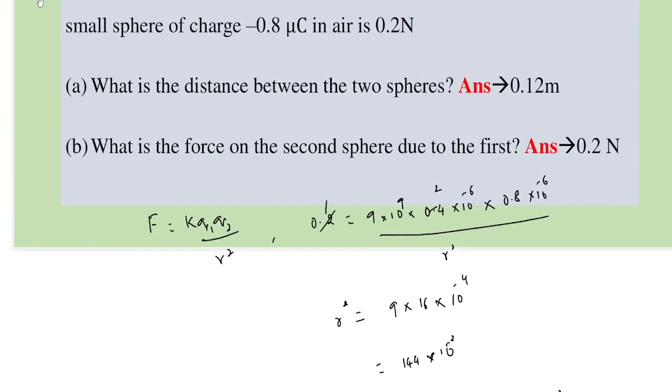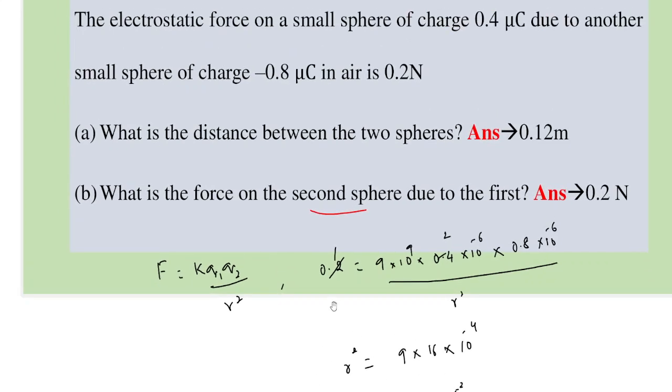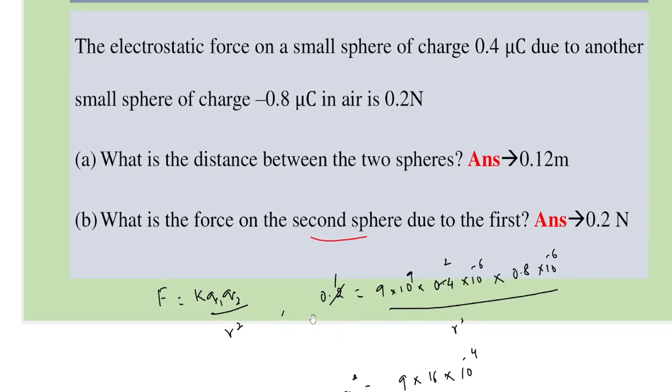The second part says what is the force on the second sphere due to the first sphere. We learnt in an early topic that the forces the charges exert on each other would be the same. If the charge Q1 exerts a force of 0.2 Newton on Q2, then simultaneously the charge Q2 would exert the same force on charge Q1. Hence, the force would also be 0.2 Newton only. That's the answer.